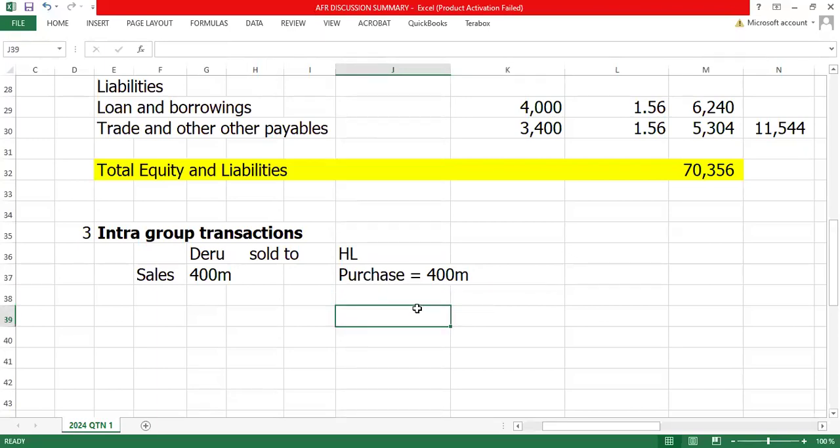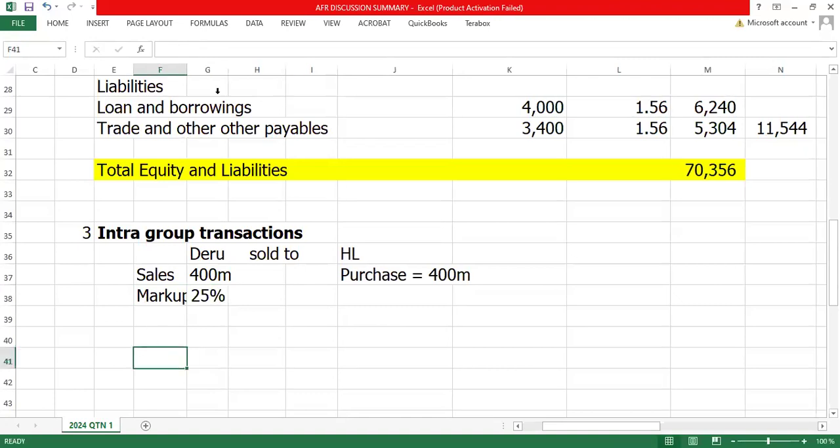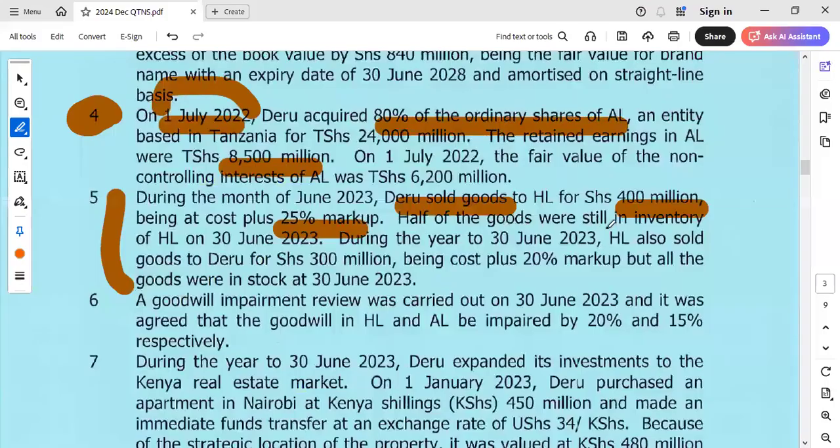But here we are not dealing with the income statement. We don't have sales and purchases in the balance sheet. So these guys made the profit of markup. Markup was 25%. When you look at the question, they are telling us that half of the goods were still in inventory, in inventory of HL, as at 30th June 2023.